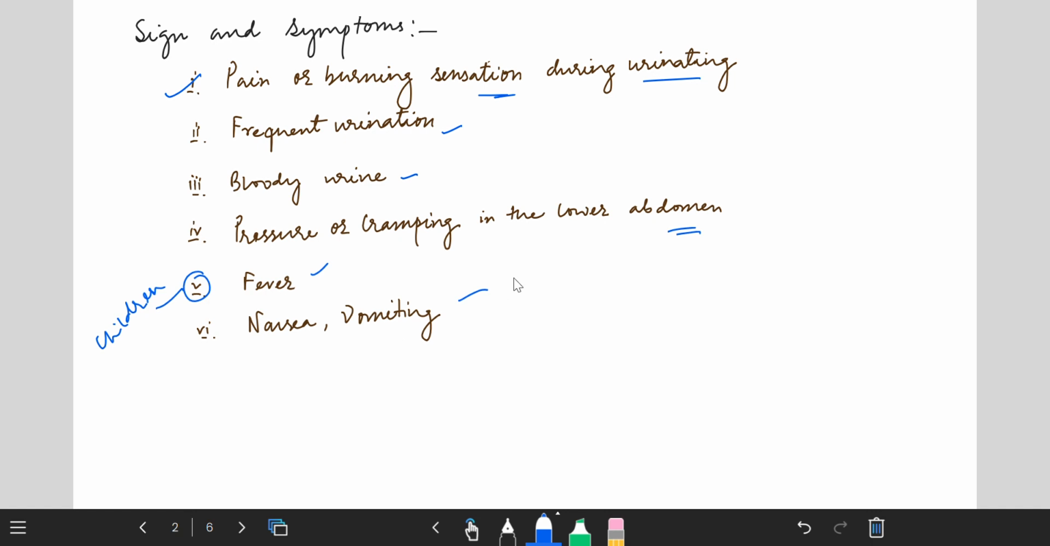Fever is mainly associated with children. And nausea, vomiting is associated with adults. Frequent urination is mainly associated with old age patients. This is a common sign and symptom for the old age patient.